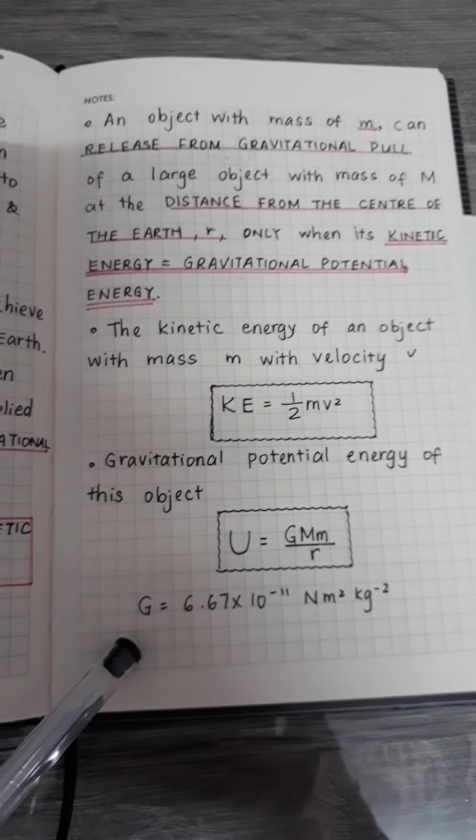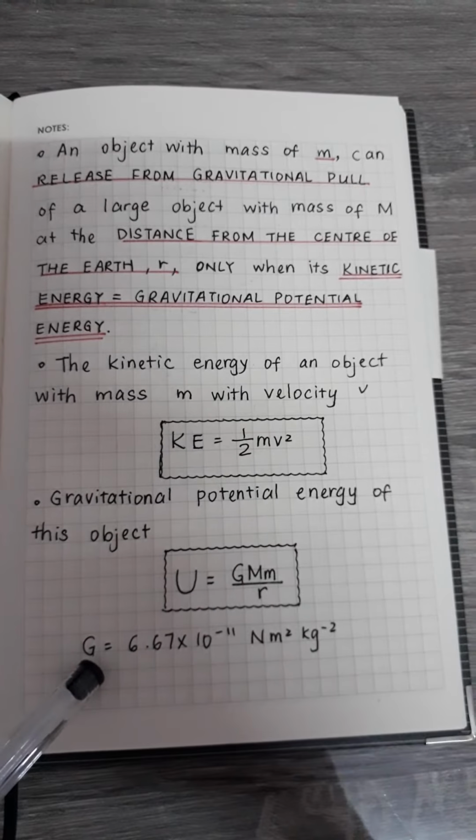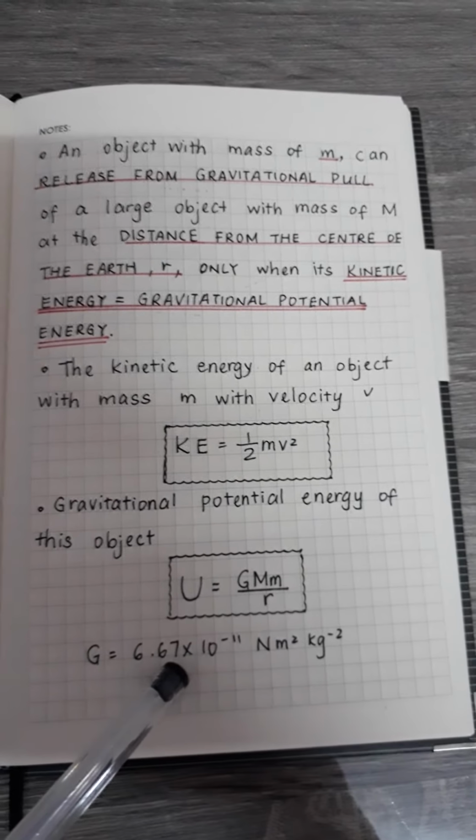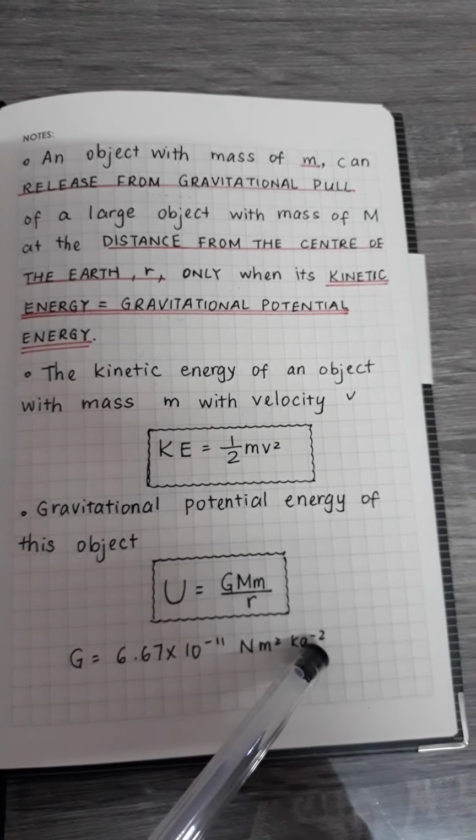As we know, the capital letter G is the gravitational constant, equal to 6.67 times 10 to the power of negative 11 Newton meter squared per kilogram squared.